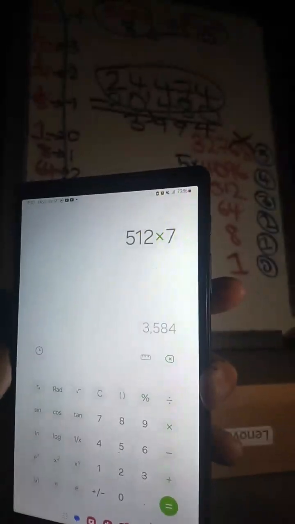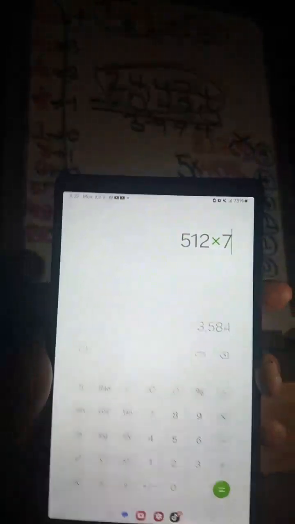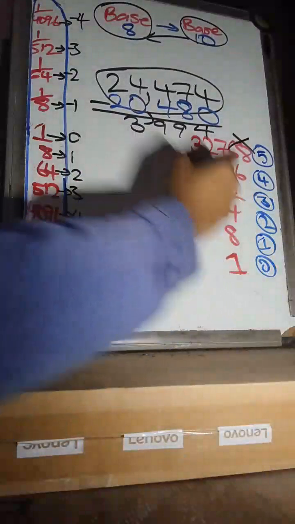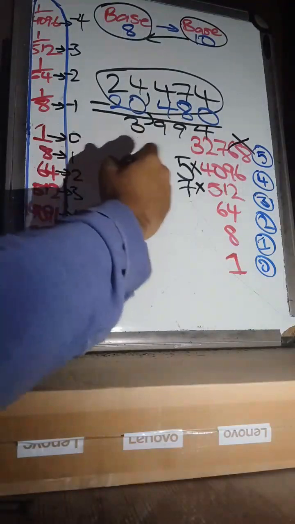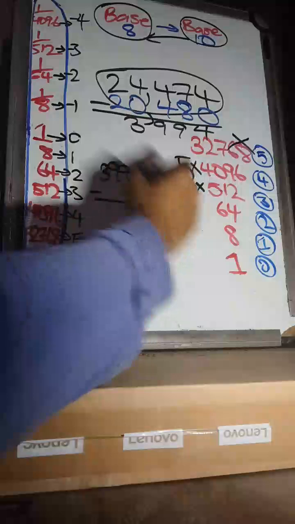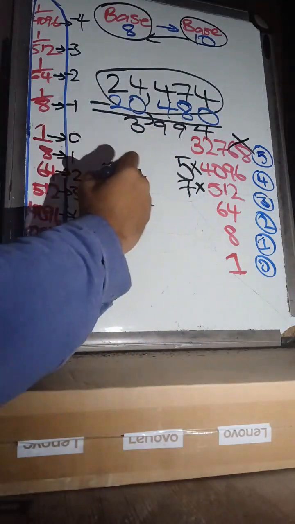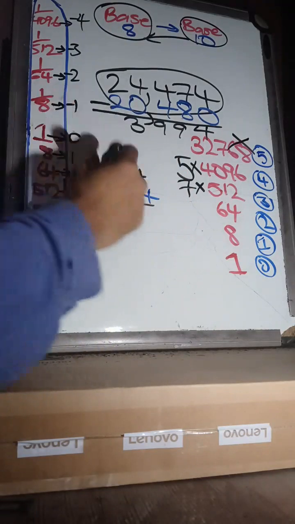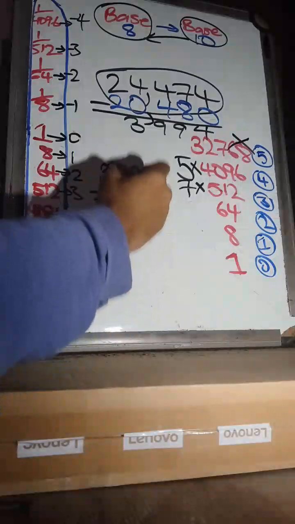512 times 7. Yeah? So I'm going to put 7 times that, and I'm going to subtract it from 3,994. So 3,584 now. This looks easier. 9 minus 5 is 4. 9 minus 8, 1. Alright, we have 410.